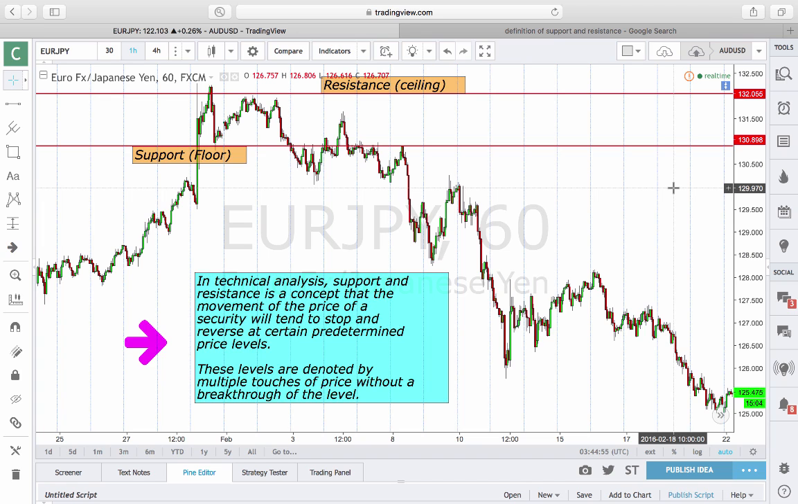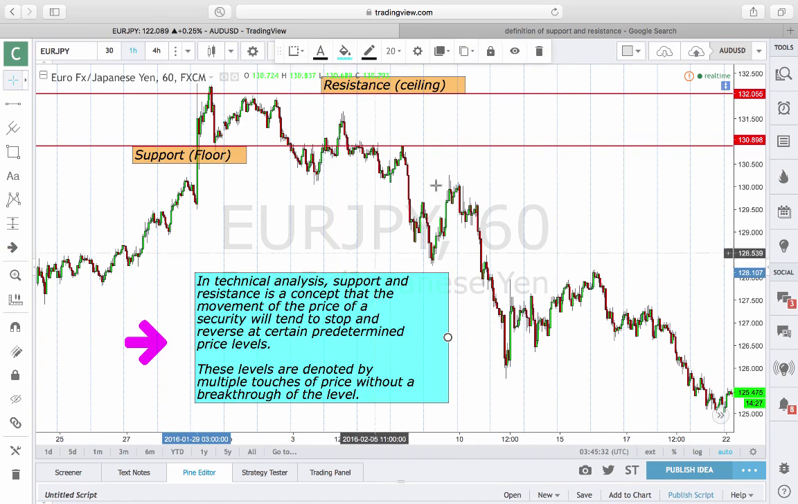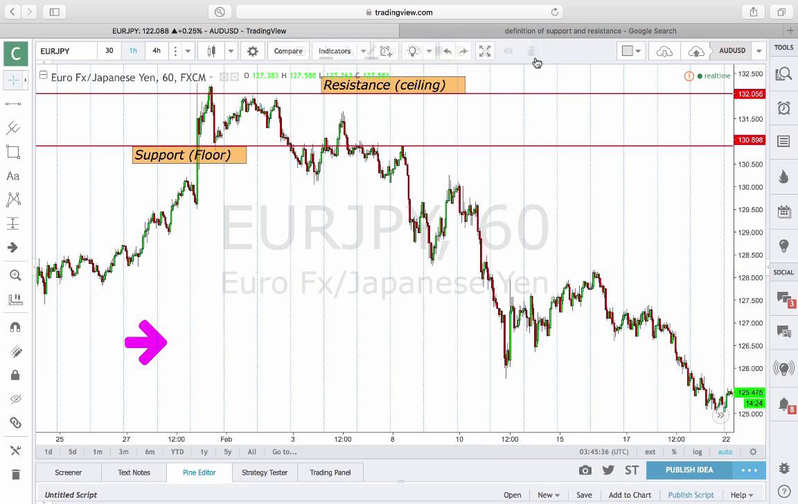Now I'm going to give you guys the by-the-book definition here, as you guys could see, and you guys could read along with me. But in technical analysis, support and resistance is a concept that the movement of the price of a security will tend to stop and reverse at certain predetermined price levels. These levels are denoted by multiple touches of price without a breakthrough of the level. And what I'm going to do is break this down very short and straight to the point for you guys, to show you how we have to adapt to everything for support and resistance. Okay, so let's look closely here.